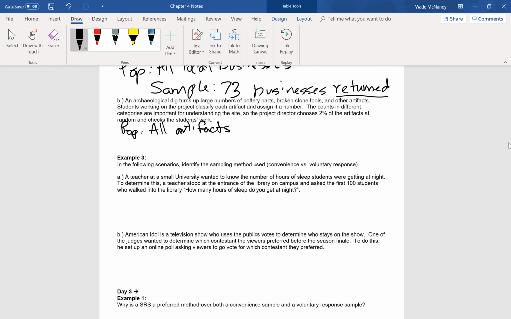That are gathered at the dig site. Every single one of them is part of the population. My sample then is the 2% where they actually checked the student work. So the 2% that were checked are part of my sample.